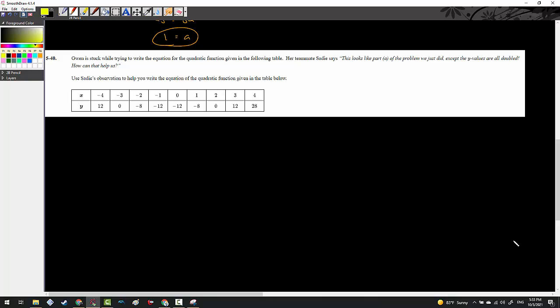And in this example here, it says Gwen is stuck while trying to write the equation for the quadratic in the given table, and her teammate says, this looks like part A of the problem we just did, except all the y values seem to be doubled. How can that help us? Well, let's find out. Let's go with what we know.